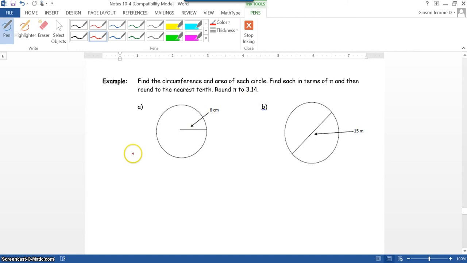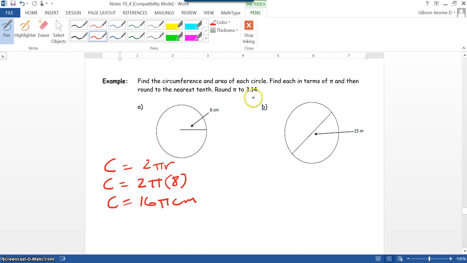So now we will have the circumference. Since we're given the radius here, it'll be 2 pi r. Circumference is equal to 2 pi and the radius is 8. So this will give us 16 pi centimeters. That would be the exact answer, but then they also want us to give an answer where we make pi 3.14. So this is one answer for your circumference.